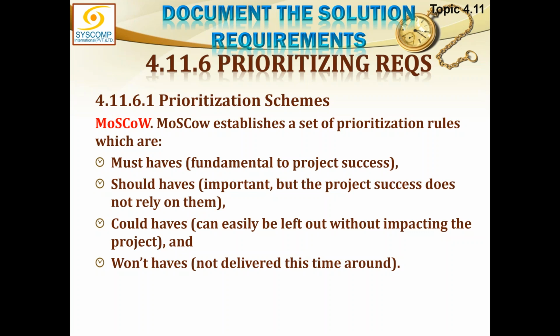So it must be completed. Should have. This is an important requirement, but the project success does not rely on them. So if we can have it, we should go for it. But if we don't have time or anything, then probably we will leave it out. Could haves can easily be left out without impacting the project. So if you can add it, that is good enough. But if you don't, there is no harm. Won't have. This is a kind of a constraint, a restriction, not delivered this time around. This thing is not to be delivered.